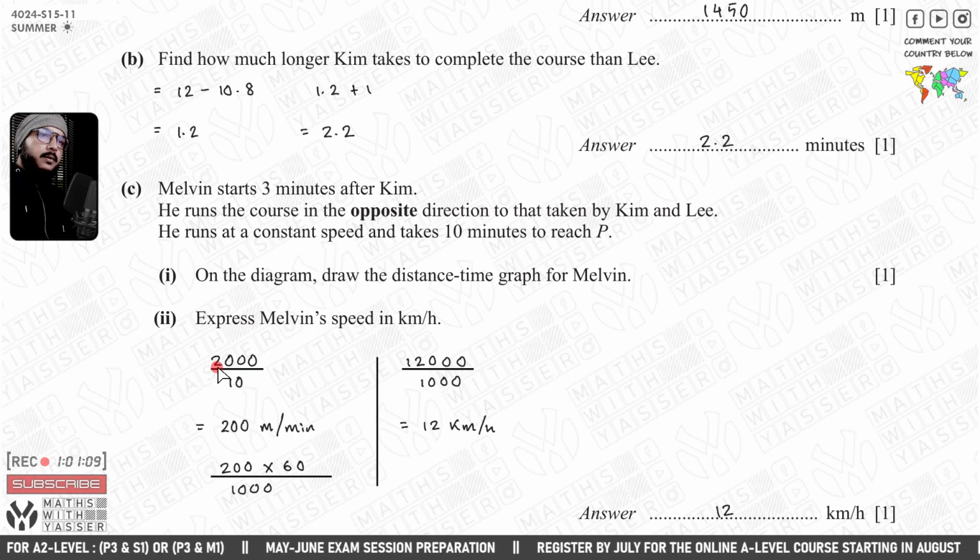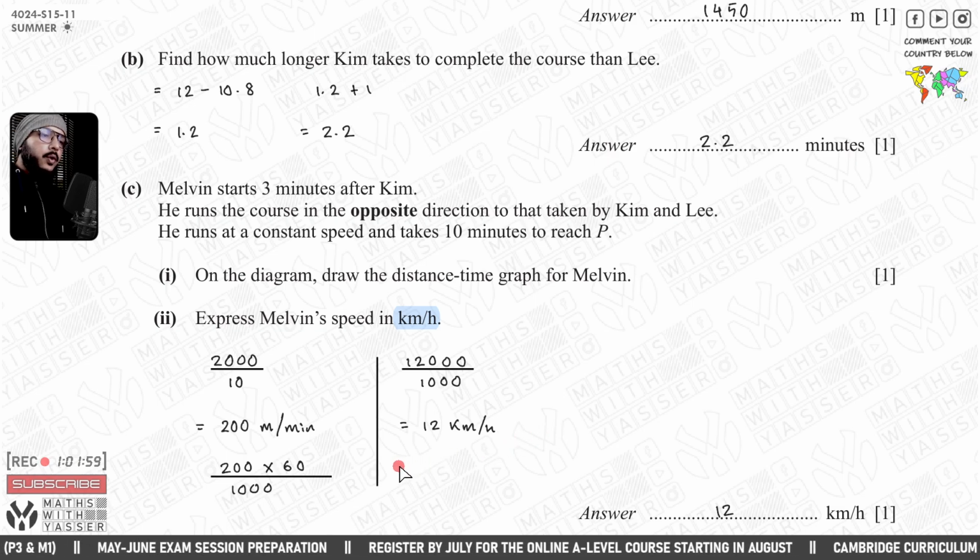So this is the distance divided by the time. So it is 200 meters per minute. So we need to change this to kilometer per hour. That means 200 times 60. This 60 is for converting the minutes to hour. And we need to divide it by 1000 because we are converting the meter to kilometer. So it will be 12,000 over 1000, which is equal to 12 kilometer per hour.